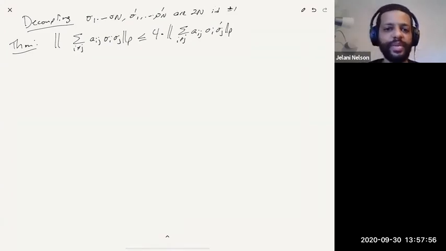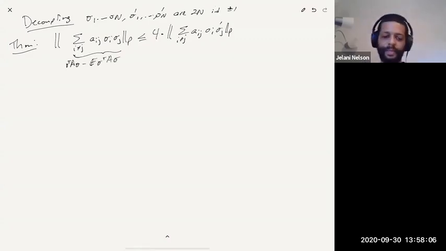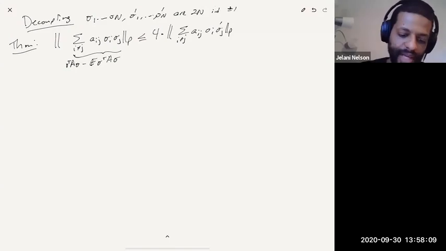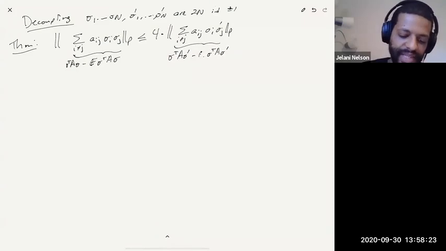So what is this, right? This is basically sigma transpose A sigma minus the expectation of sigma transpose A sigma. Whereas this is sigma transpose A sigma prime minus the expectation of sigma transpose A sigma prime. Or not exactly, it's minus the diagonal, let's say.